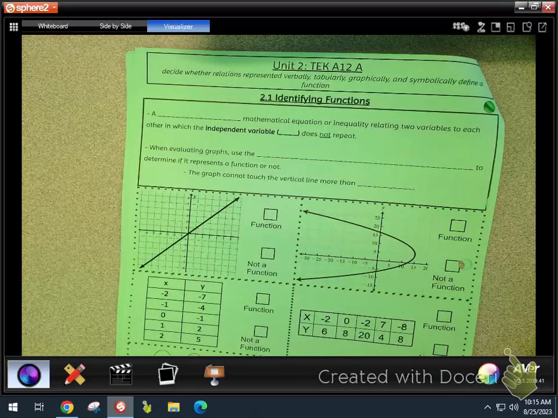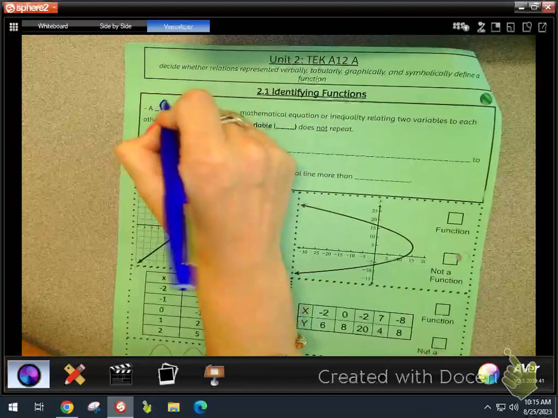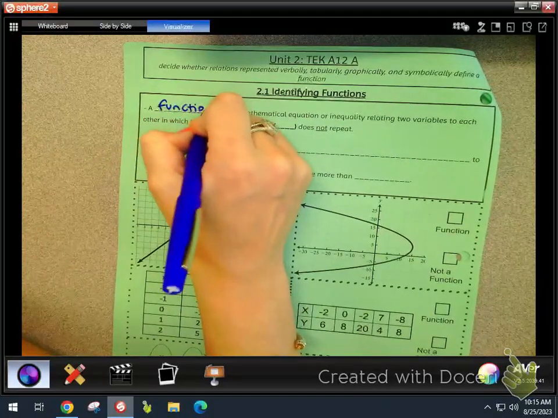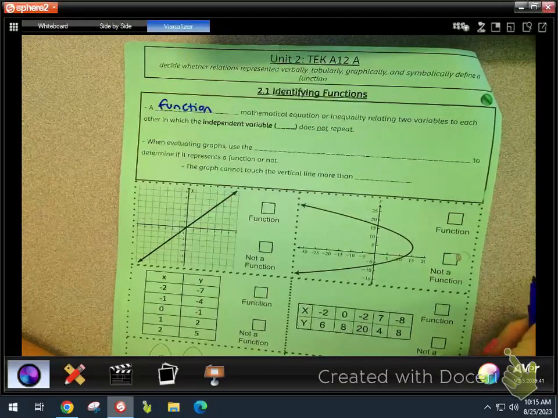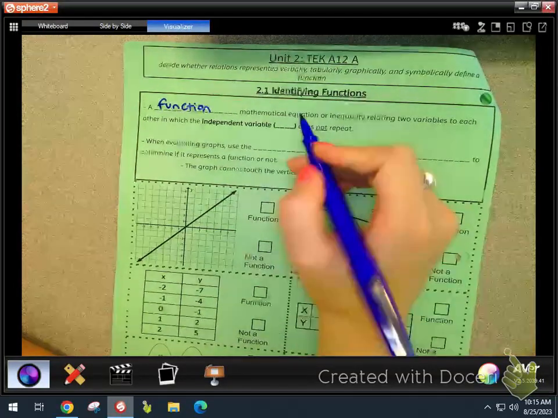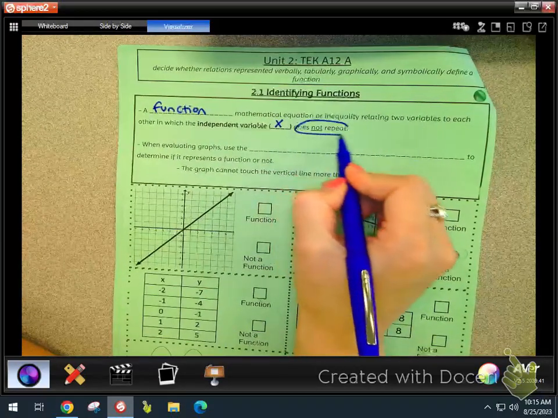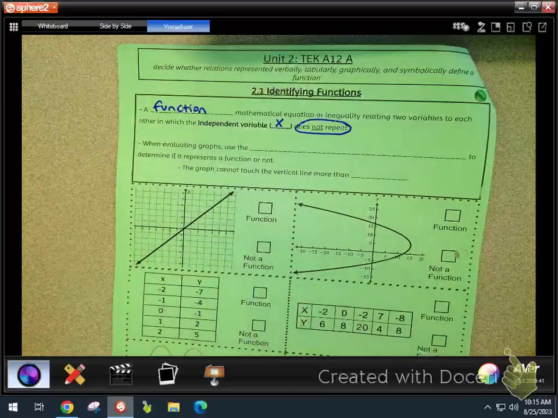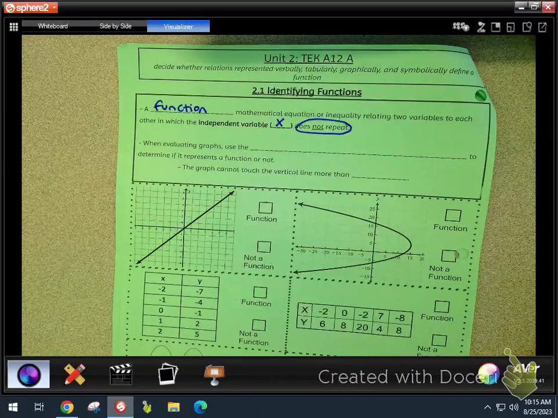We're talking about identifying functions. We're going to do a few vocabs, a few examples, call it quits, make sure we know this going into the weekend, and you can go home and tell all your friends about functions. Okay, so a function, first vocabulary word, is a mathematical equation or inequality relating 2 variables to each other in which the independent variable, x, does not repeat. That is the biggest takeaway from today. X cannot repeat if it's a function.